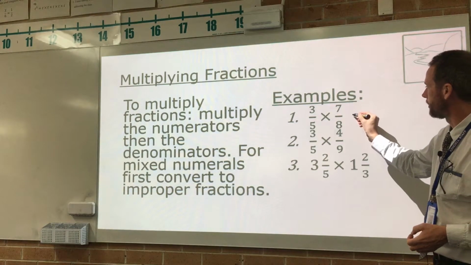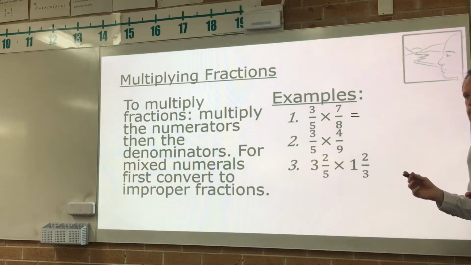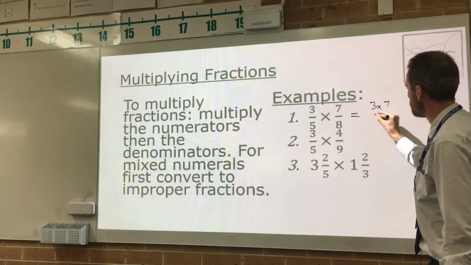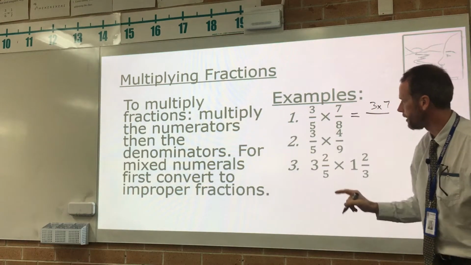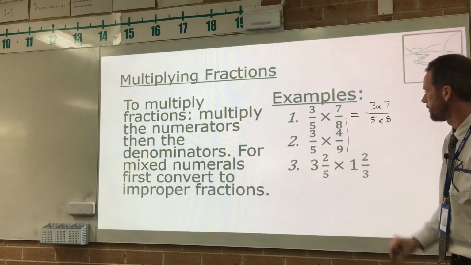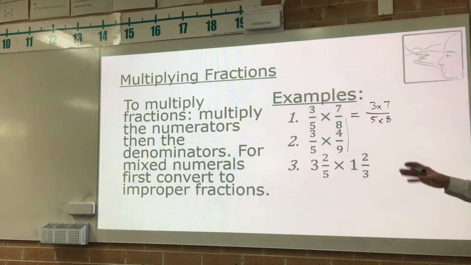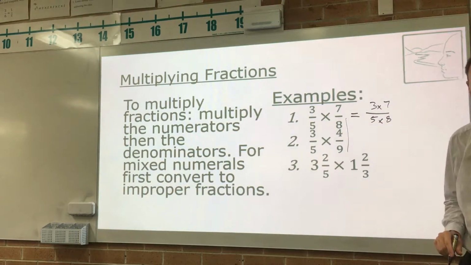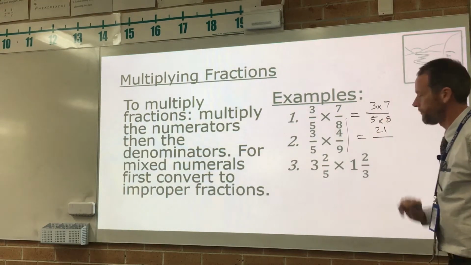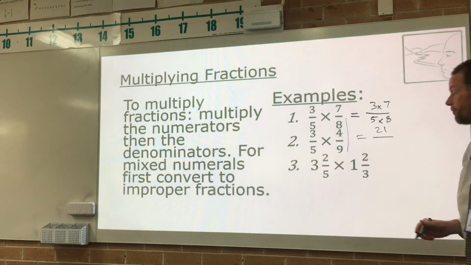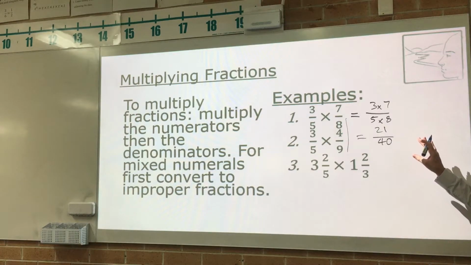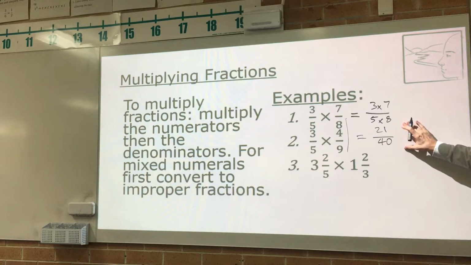Here's our first example. It's pretty straightforward, so I'll do it here. It says multiply the numerators. So you do 3 times 7, and then it says multiply the denominators. So you're going to do 5 times 8. When I go to work that out, what is 3 times 7? Good work, 21. What is 5 times 8? 40. Good work. 21 over 40. Can I simplify that? No, I can't. So that's my answer.